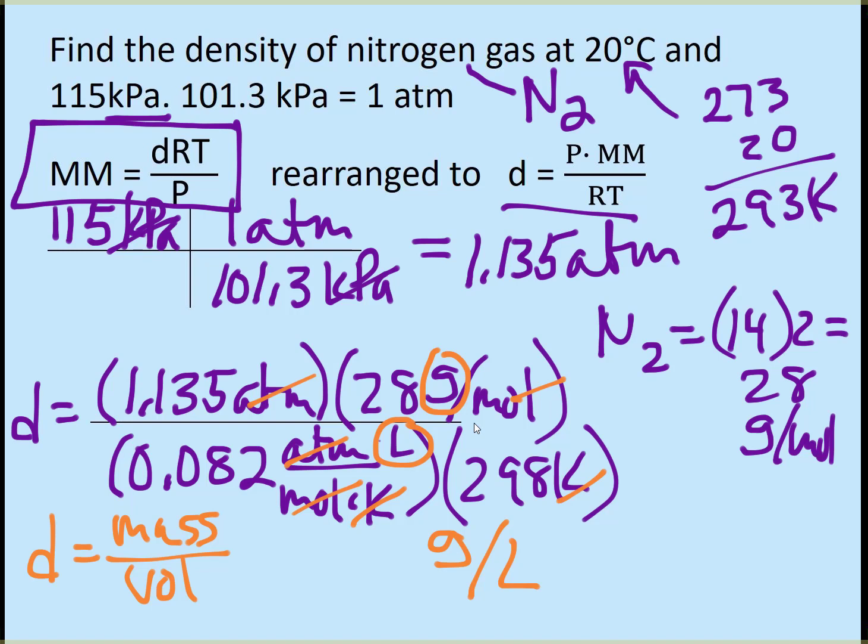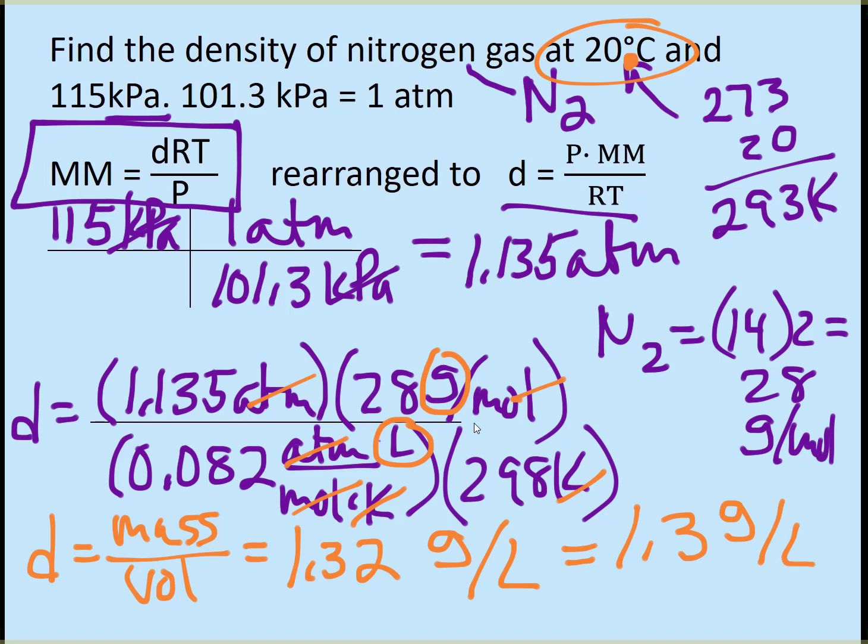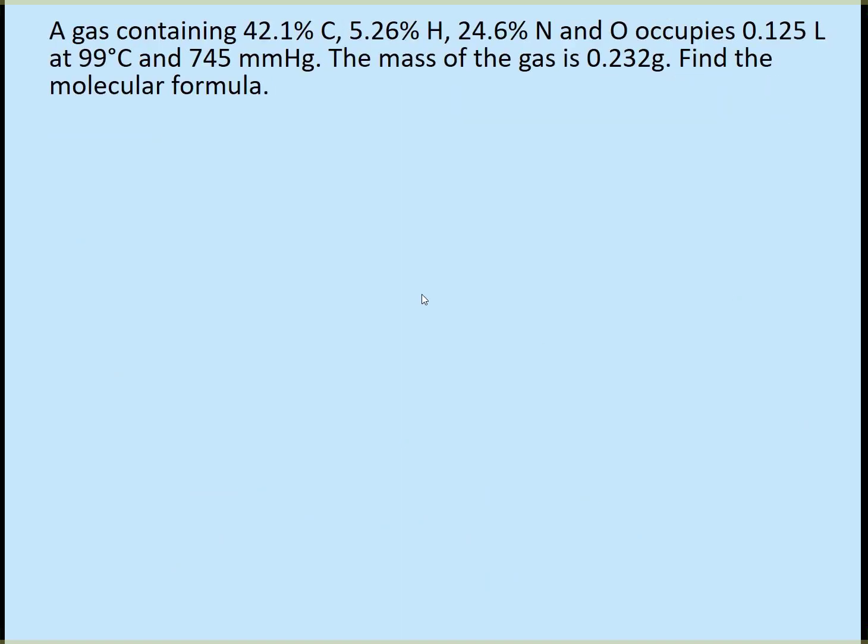And the number for this problem, we end up with 1.32 grams per liter. That is 2 sig figs. My temperature is only 1 sig fig. I'm going to just put a little decimal there so I have at least 2. So it would be better if I express this as 1.3 grams per liter. There's my answer. Okay, let's try this problem.